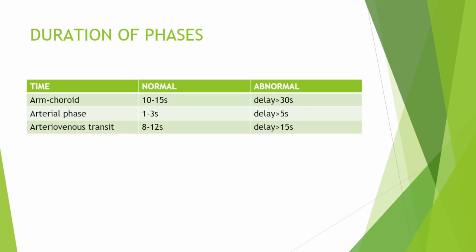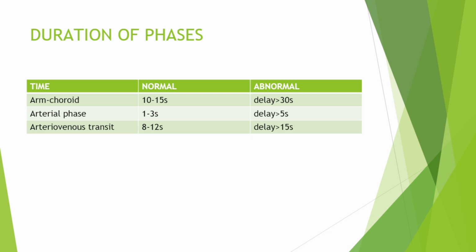So the arm choroid time: the time taken by the dye to reach the choroid from the site of injection is called the arm choroid time, and it is normally 10 to 15 seconds. We call it abnormal when the delay is more than 30 seconds. Arterial phase, normally it is 1 to 3 seconds, and it is called delayed if it is occurring more than 5 seconds.